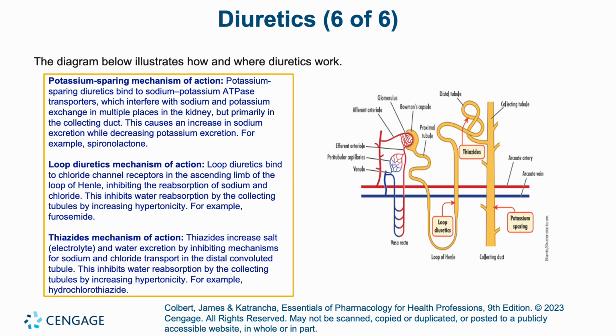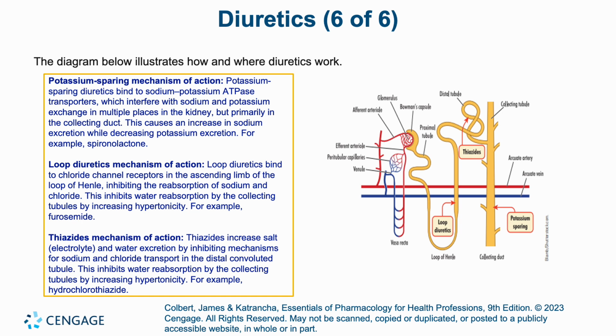This diagram illustrates how and where diuretics work in the nephrons of the kidney. Potassium-sparing mechanism of action. Our potassium-sparing diuretics bind to sodium-potassium ATPase transporters, which interfere with sodium and potassium exchange in multiple places in the kidney, but primarily in the collecting duct. If you see over here at the very far right side on the bottom, that is where our potassium-sparing diuretics are going to work. That's the point in the pathway at which they're working.